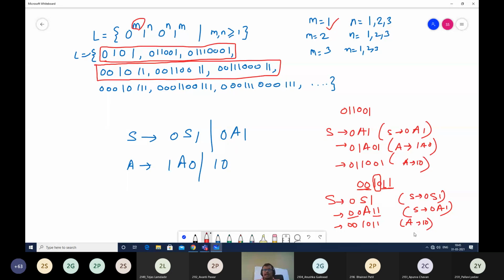A gives 10. I cannot write null here, my dear students. I have written 10 over here. Why? Because n should also be greater than or equal to 1. If I write null here, n can be treated as 0. If I directly come from S gives 0A1, and I make my A null, I will not have any value for my n in that case. So to maintain n greater than or equal to 1, our terminating condition in this grammar production rule is 10.